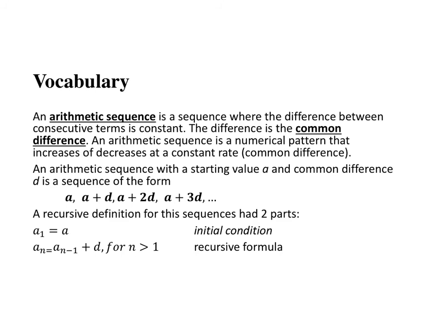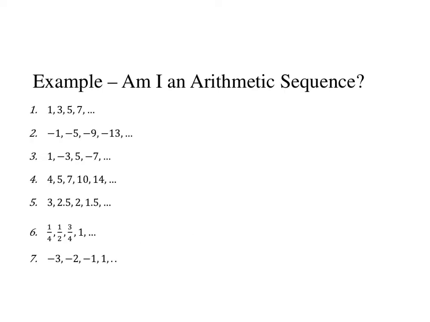Alright, this is the last of our vocabulary, arithmetic sequence. An arithmetic sequence is a sequence of numbers where the difference between each number is the same, called the common difference. So read through this information, make sure you understand it, and restart when you're ready to go on. Alright, our first examples are determining whether or not something is an arithmetic sequence.